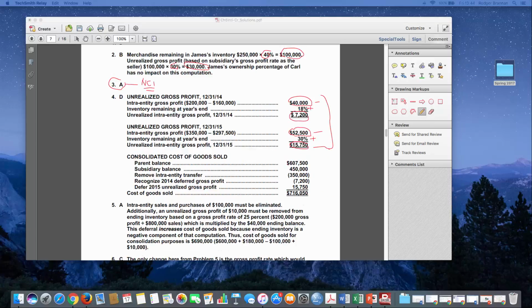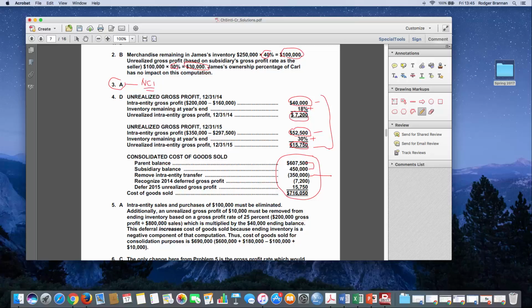All right, the second part of the question is, in 2015, what is the amount of cost of goods sold? Well, we start number one with the sum of the two, that is, the parent and the subsidiary. Now, the other thing that I always tend to forget, which is a very simple one, is that I have to adjust for the amount of intercompany sales. Remember, I said you debit sales and you credit cost of goods sold to remove the impact of intercompany sales.